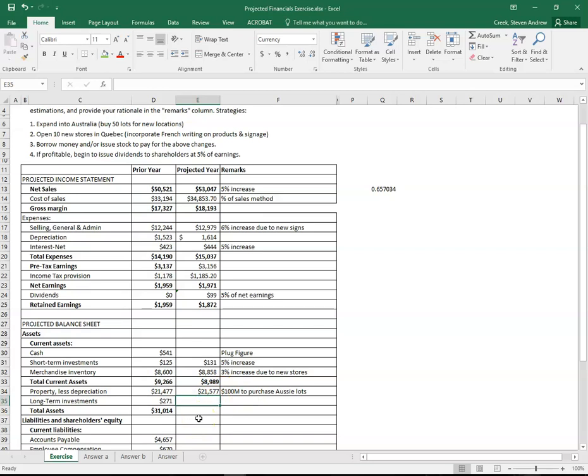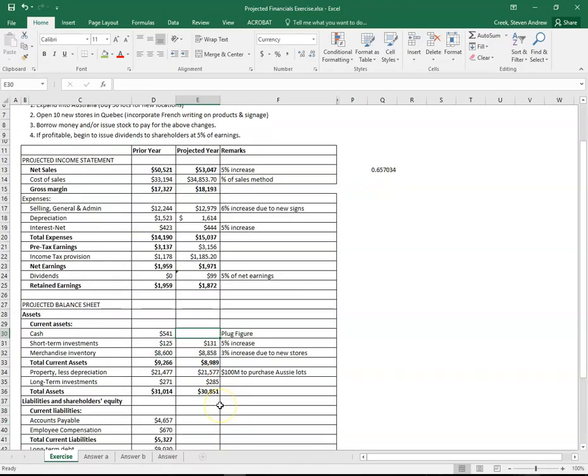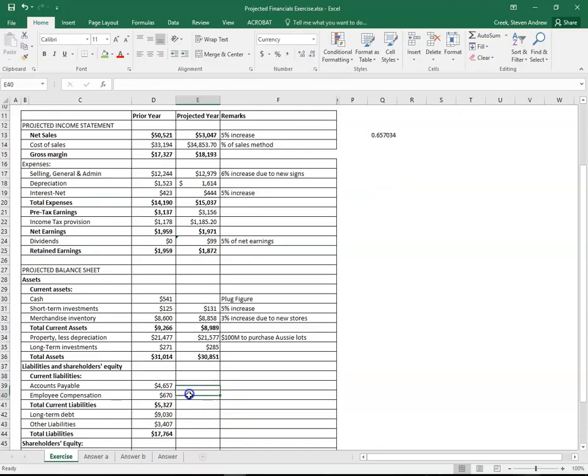Maybe we use that same 5%. But probably we don't need to include a remark for that. And then we can come up with total assets as well. So we just sum all of these together. And again, this number is going to change when we finish this off with the cash account. So let's move on now to the liabilities and shareholders' equity.